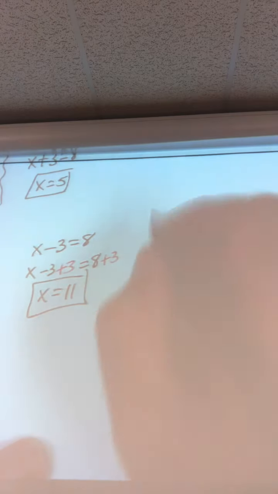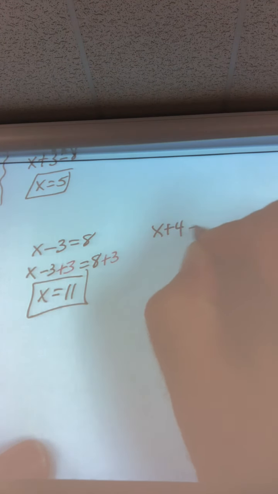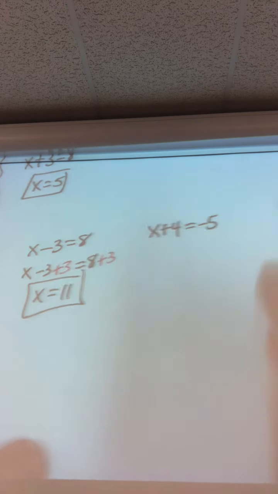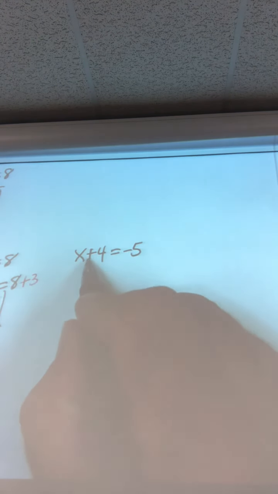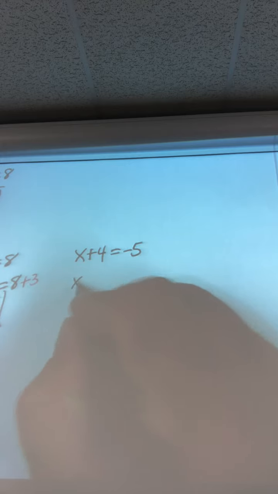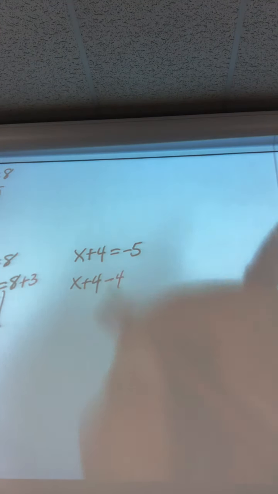All right, let's do another. So let's suppose I have x plus 4 equal to negative 5. X plus 4 equal negative 5. So to get the x by itself, this is adding 4. So to undo the adding 4, I subtract 4.